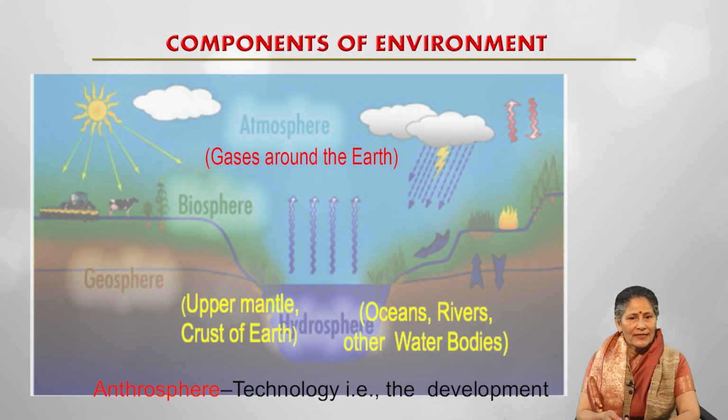Besides these 4 spheres or the regions of environment, we have created another, we call it anthrosphere, which is a man-made sphere which deals with the technology, that is the developments which we have made ourselves.